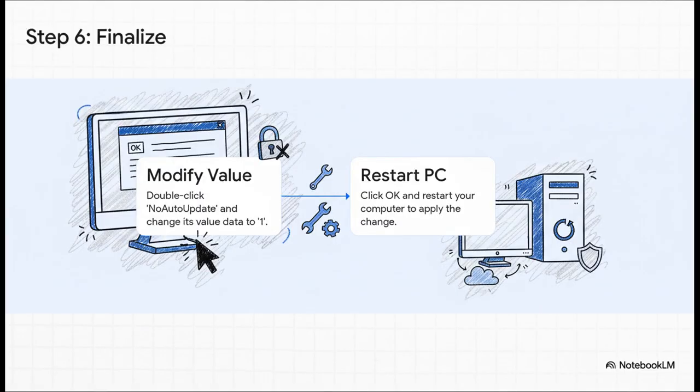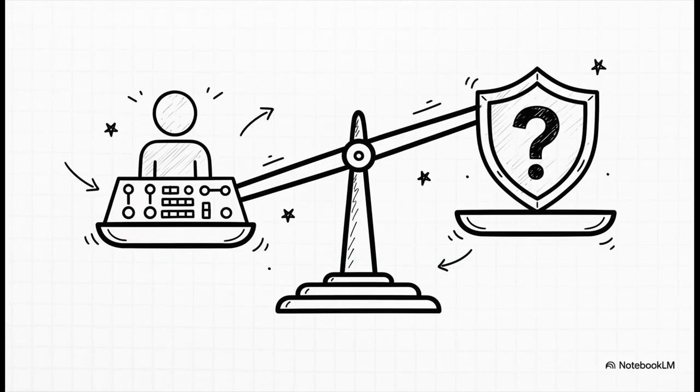And for the final step, just double-click on that NoAutoUpdate value you just created. A little box will pop up. All you have to do is change the value data from a 0 to a 1 and click OK. Now, just give your computer a quick restart, and that's it. The change is locked in. So, you did it. You are now in complete control.